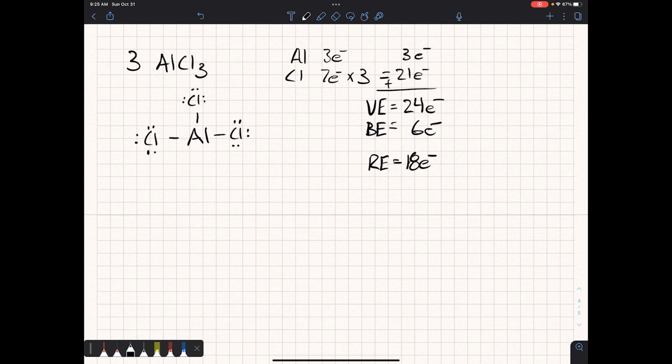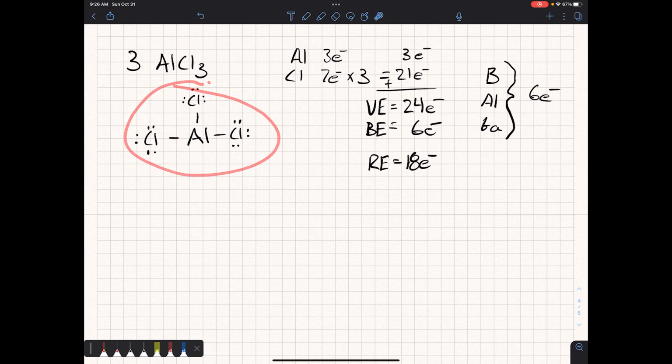The tricky thing about this question is that aluminum is special. If you look on the periodic table, we've got boron, aluminum, and gallium, because I believe gallium does this too. These can form compounds where boron, aluminum, and gallium only have 6 electrons. So they'll only form 3 bonds, and they'll be happy with that. So for this problem, this would be our finished Lewis dot structure.